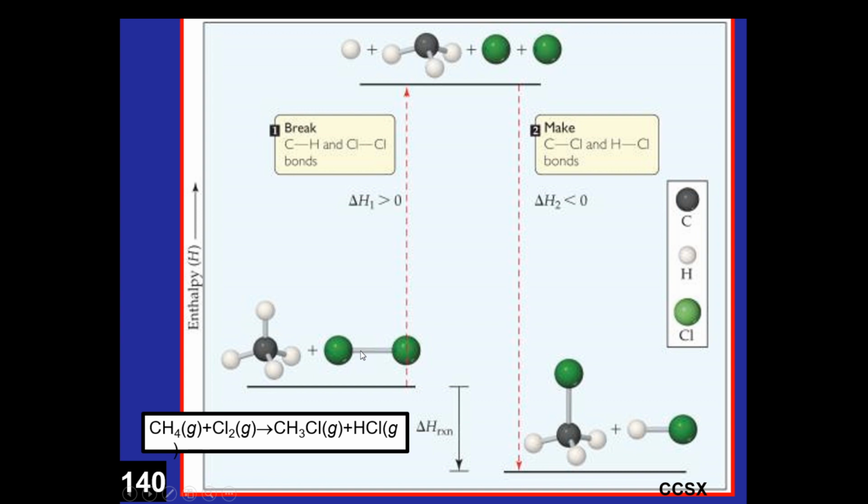Here's a chlorine atom bonded to another chlorine atom that makes up the chlorine molecule. So the first thing that happens is one of these bonds is broken. Let's just break this one here. They're all identical, so it doesn't matter. But let's break this one here. When that happens, you have to put energy in. The energy goes into the molecule.